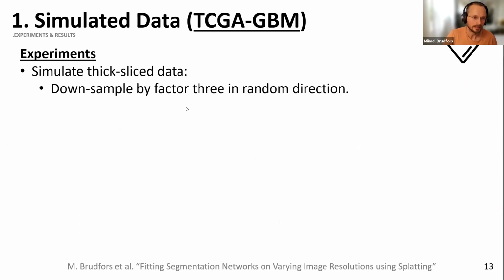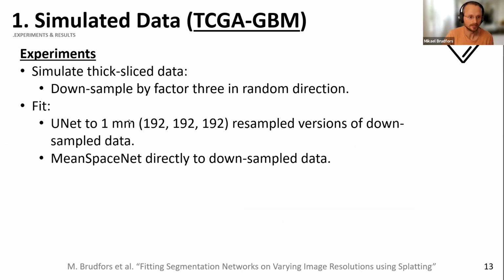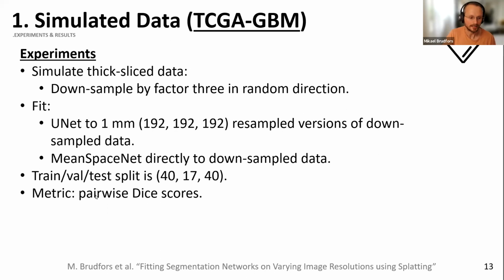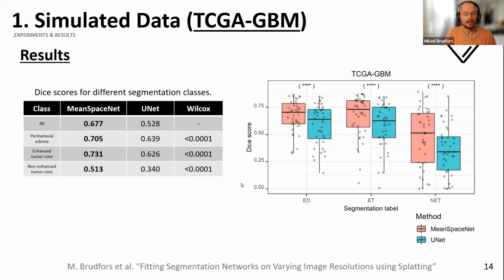So the experiment went like this. We simulate low resolution data by just downsampling all of the scans in a random direction. And then, as I said, we either fit the UNet to already pre-processed versions at 192 cube, or we fit this mean space net directly to the downsampled data. And we have this train, val, test split of 40-17-40. And our metric for validation is just a pairwise Dice between predicted and ground truth labels. So the results were encouraging, as you can see in the table and the box plot here.